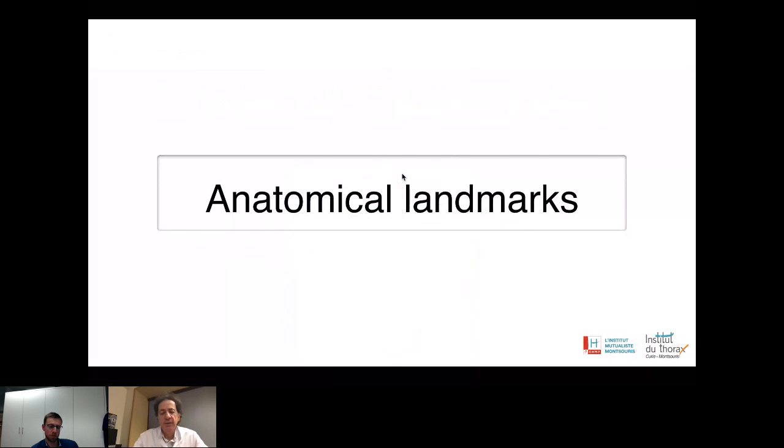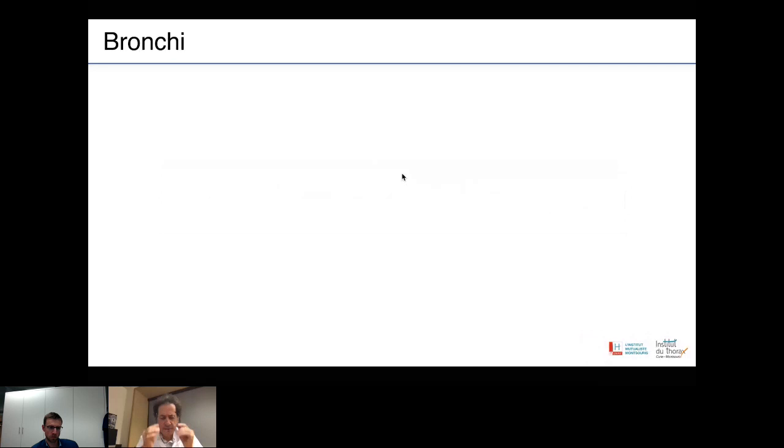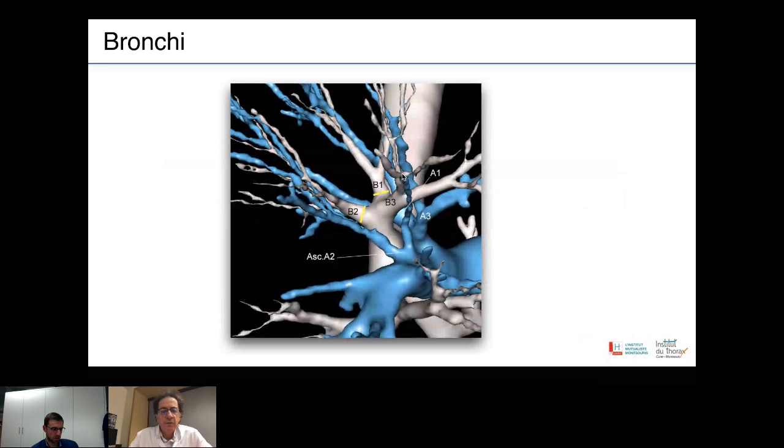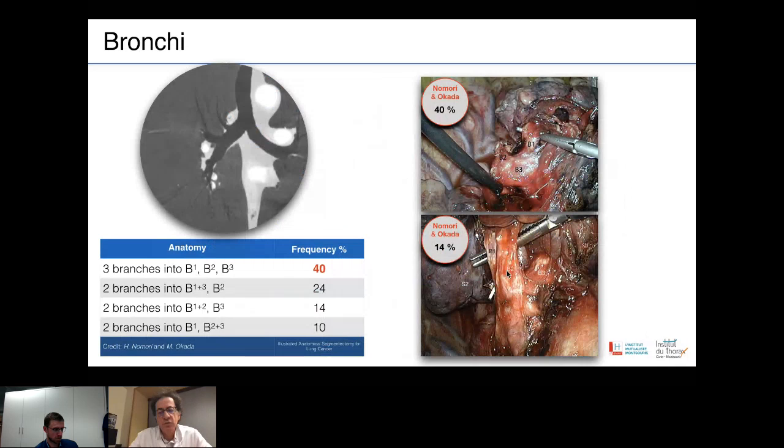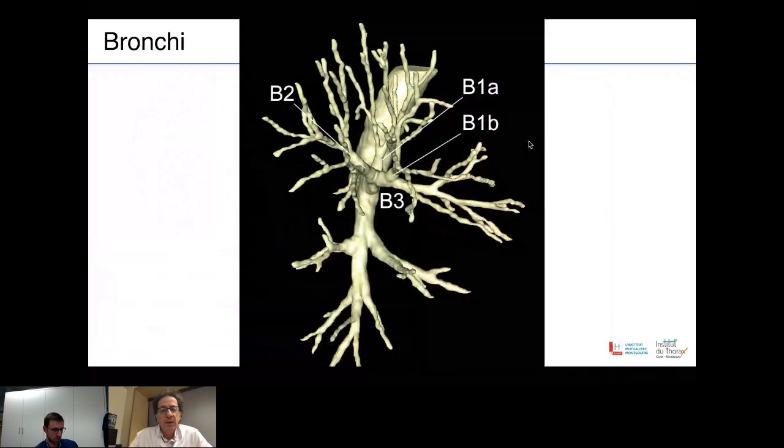So what are the anatomical landmarks? Although it's called segment 1+2, usually the bronchi are independent. This is an example where you have a true B1, B2 trunk, but usually it's more like this: B2, B3, B1. And even a couple of days ago, I faced a variation I didn't know: B3, B2, and 2 B1, one independent and one arising from B3.